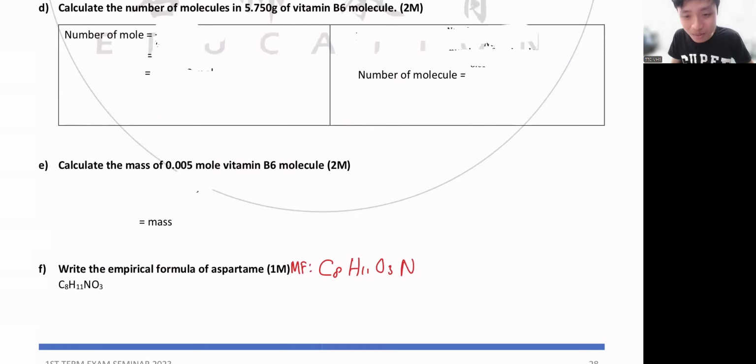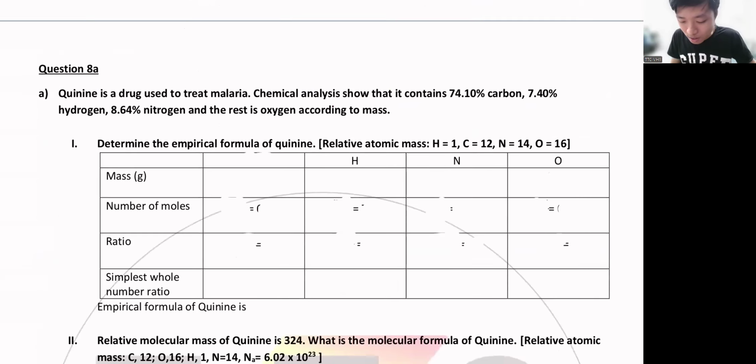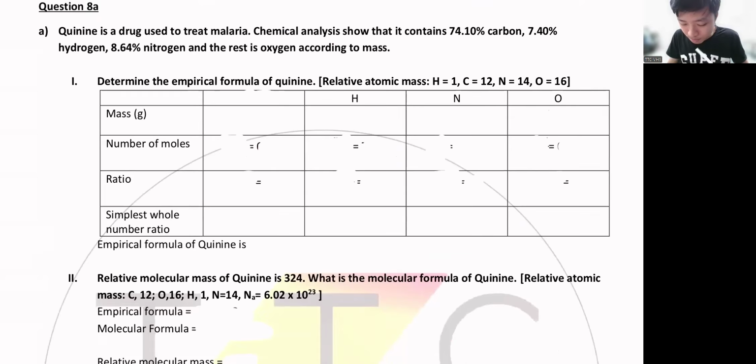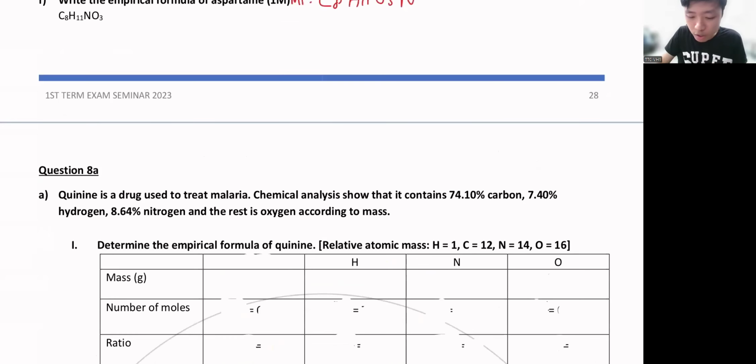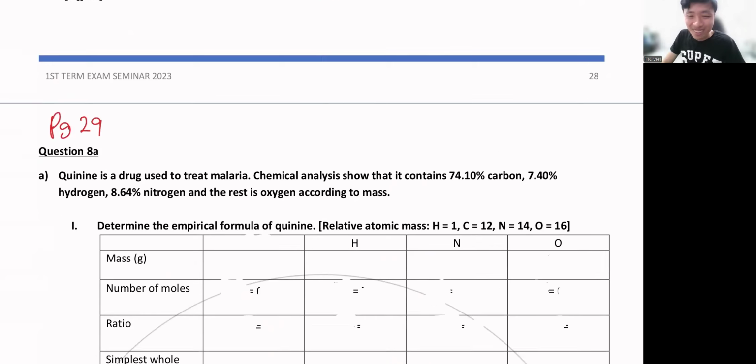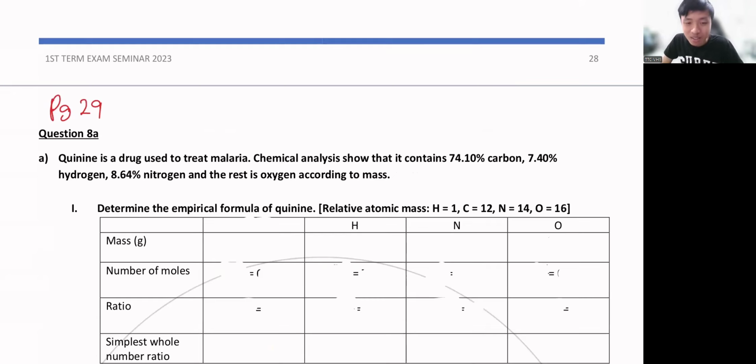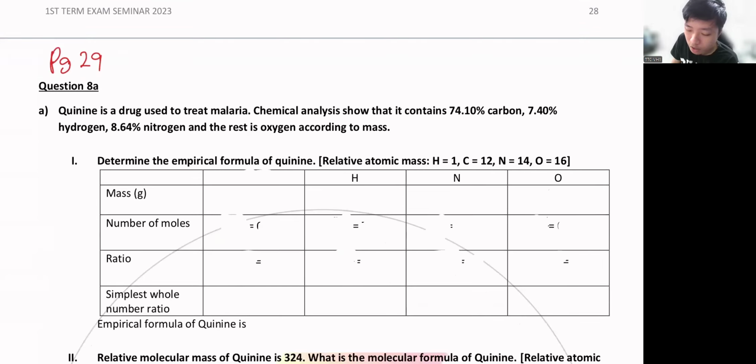Okay. So any questions on this? Okay, you look at page 29. Quinine is a drug used to treat malaria. So they give you that it contains carbon, hydrogen, nitrogen, and the rest is oxygen.